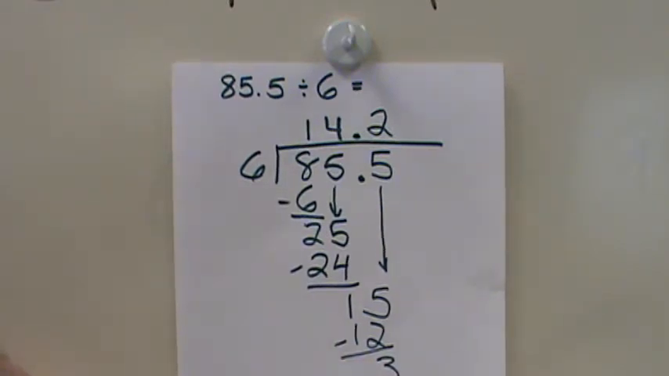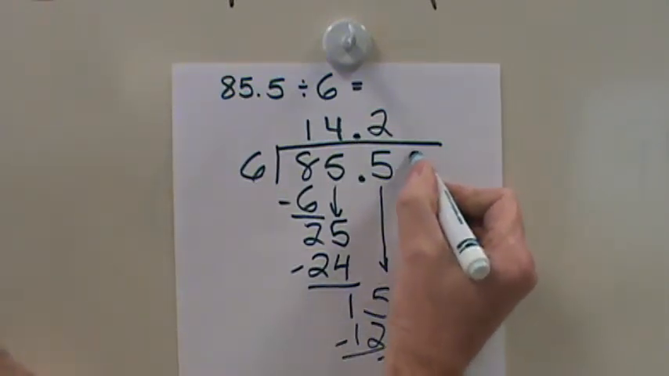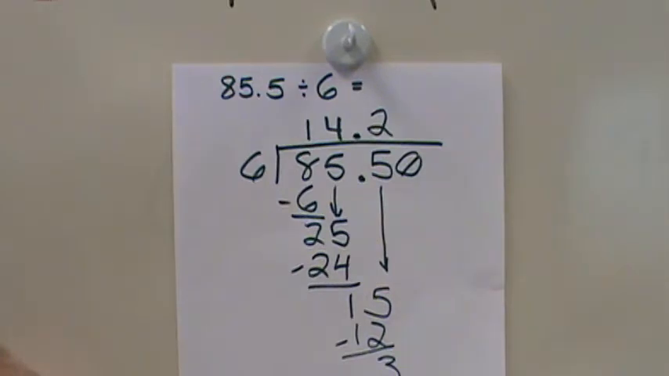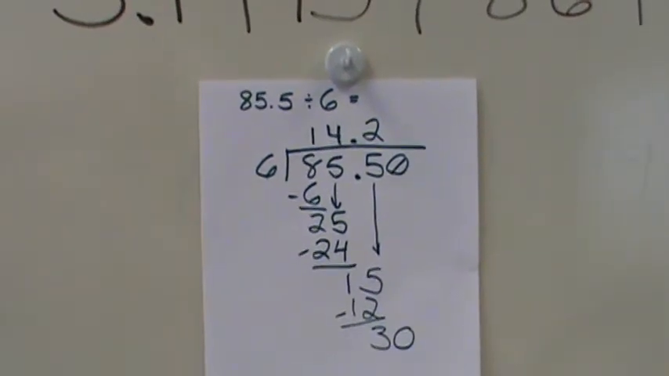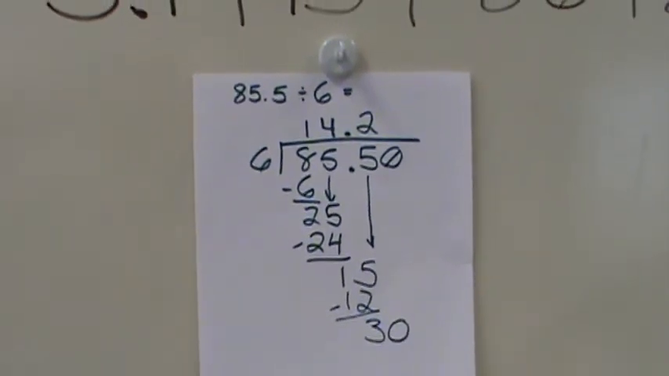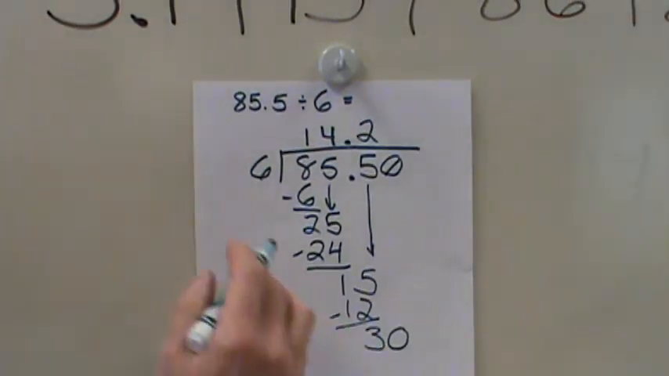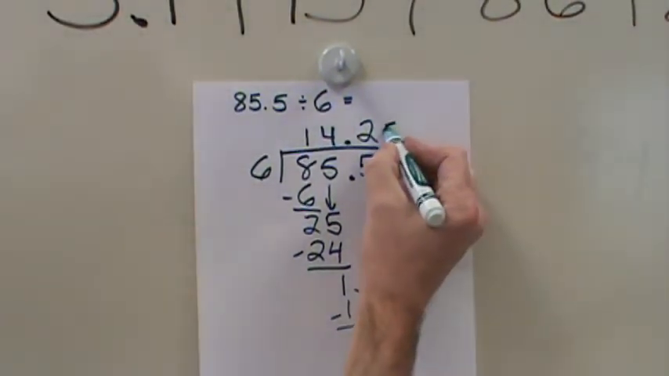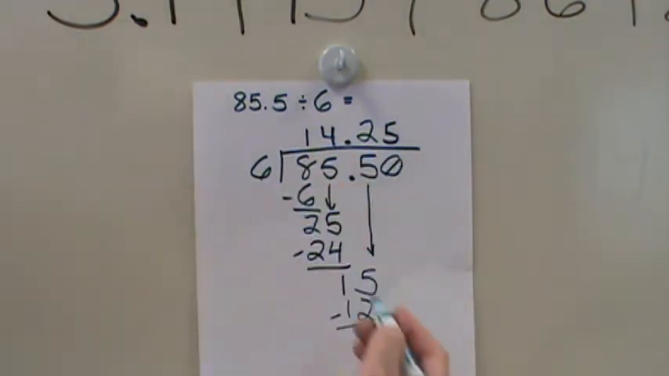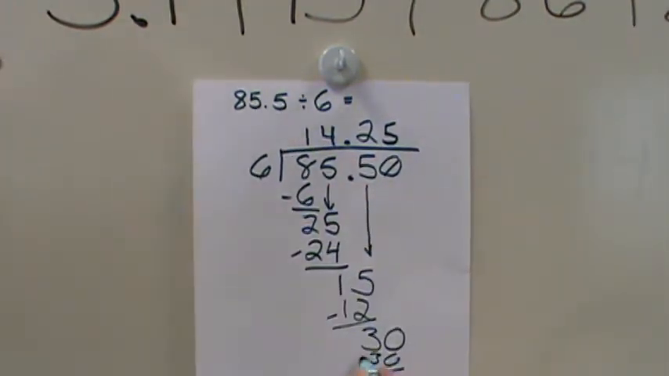This did not terminate. We don't know if it's repeating, but what we have to do is annex a 0. So we'll annex a 0 and bring it down. And when we see that, now we have 6 into 30. 6 will go into 30 5 times. 5 times 6 is 30, and we get a terminating decimal. Okay? So that was kind of neat. All right, we got to see that.